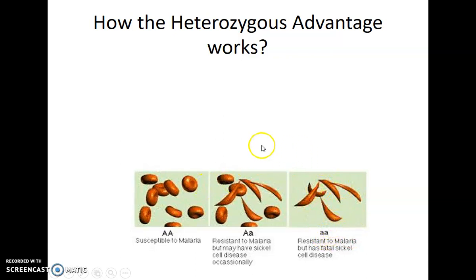So again, why is it an advantage to be the heterozygote? Because by being the heterozygote, you're both resistant to malaria, but don't have severe sickle cell disease. And again, the reason is that the malaria can't infect the sickle-shaped red blood cells.